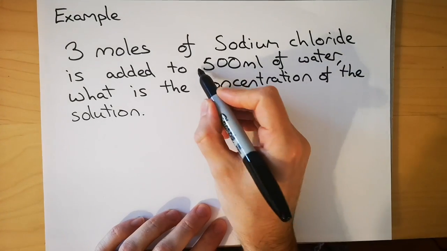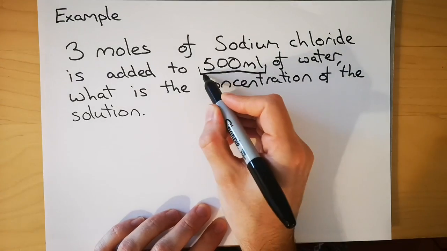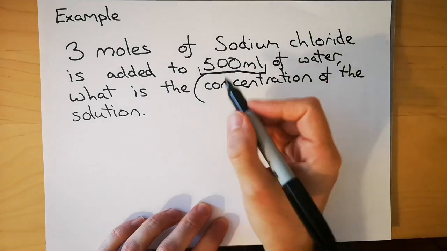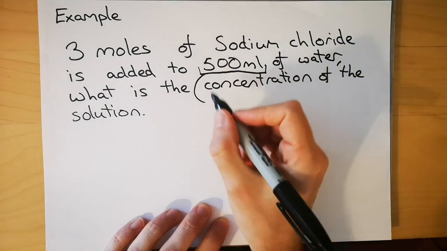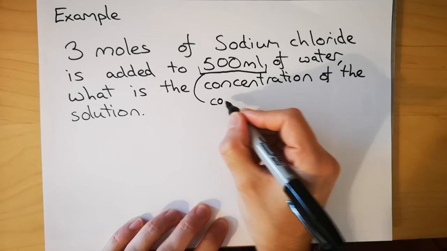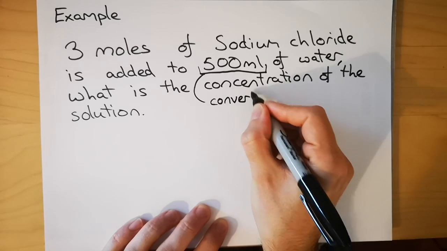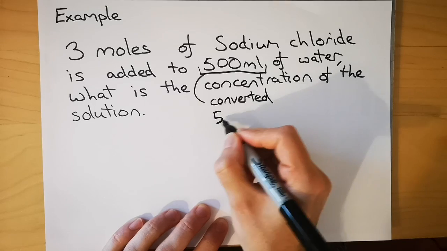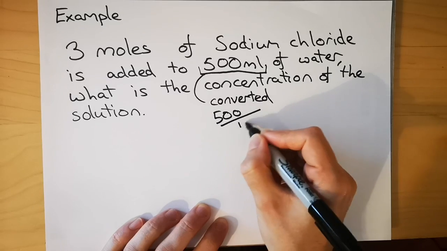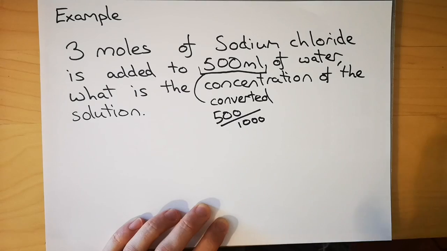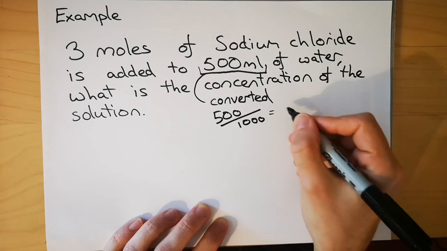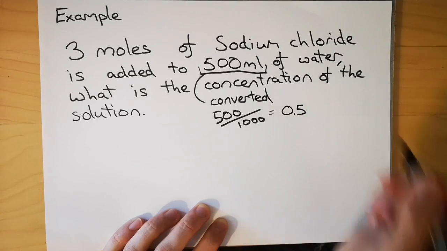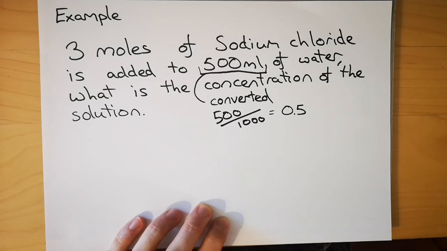The reason for that is the volume of water is actually given in milliliters, so that needs to be converted, and you would take 500 and divide it by 1,000 to give you that unit in liters. So that is going to be 0.5 liters.